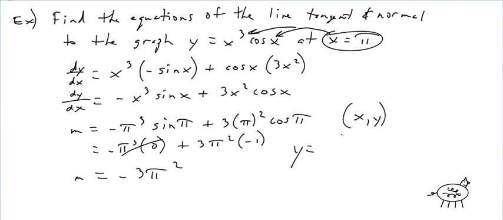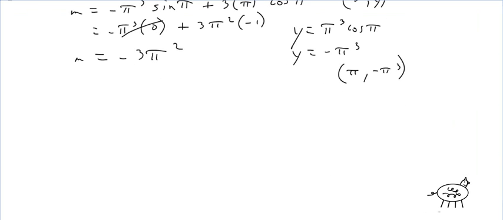y is equal to pi cubed times cosine of pi. So y is equal to, cosine of pi is negative 1, so it's negative pi cubed. So that's your coordinate. So it's pi, comma, negative pi cubed. All right, and let's get our equation here.